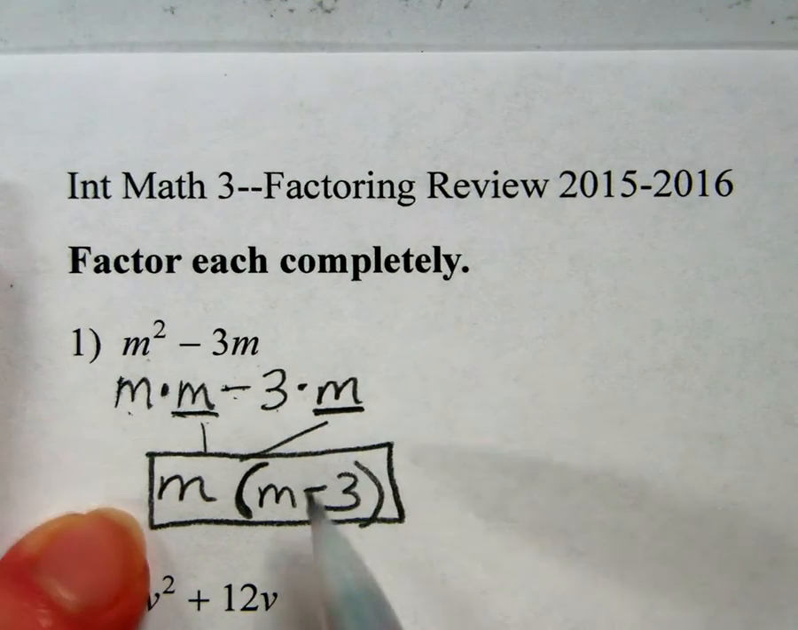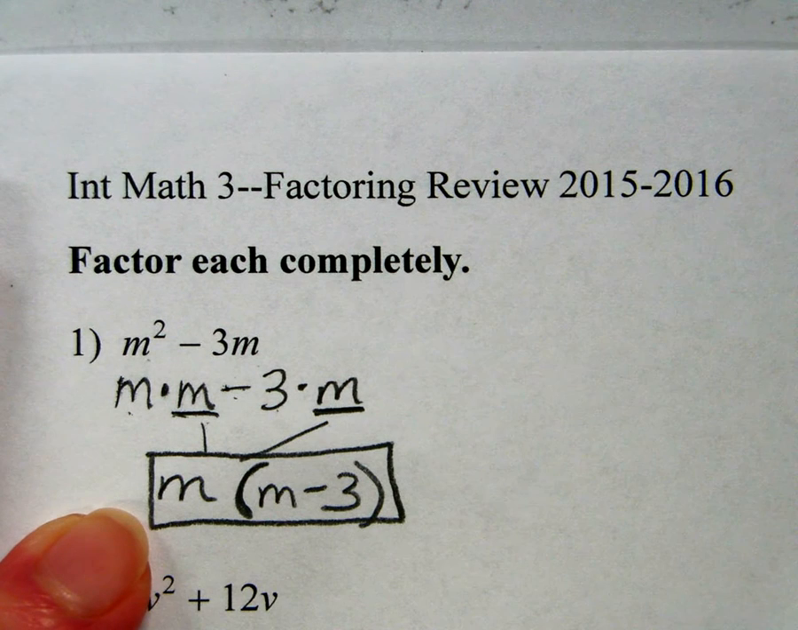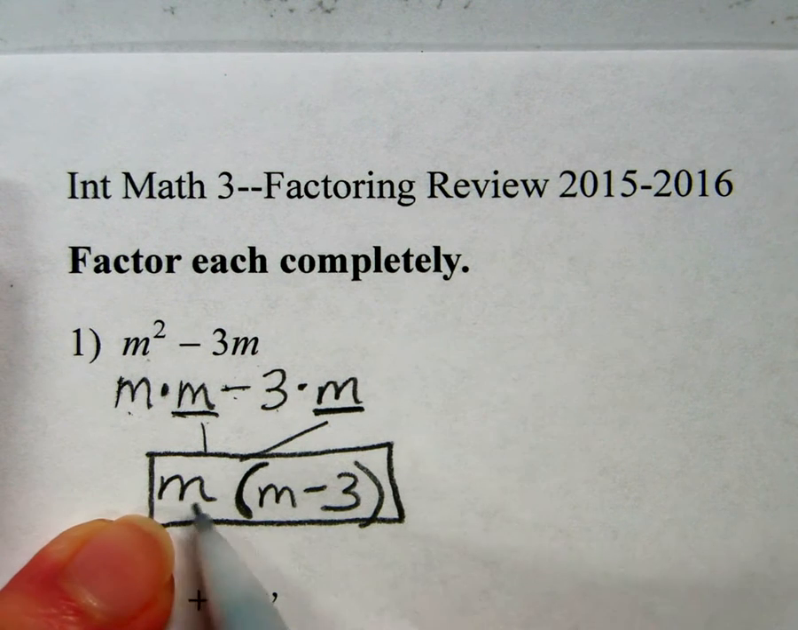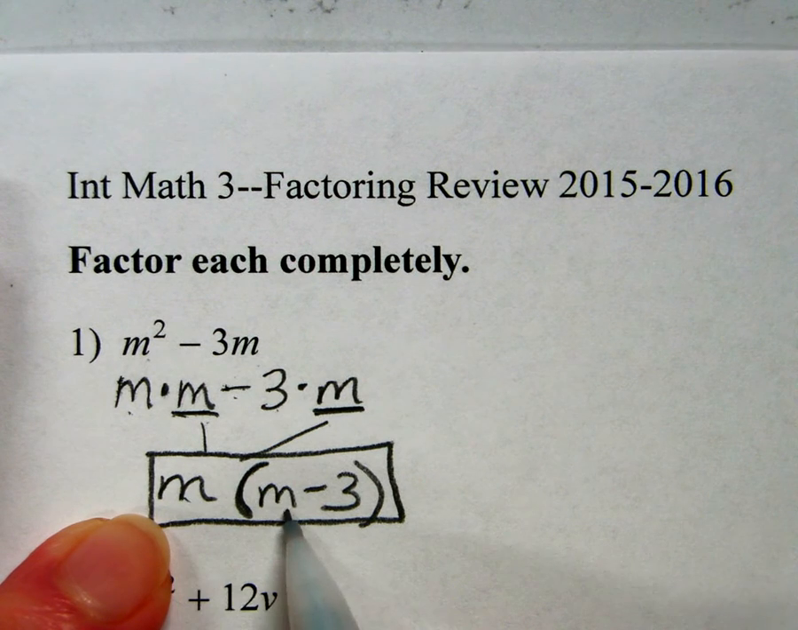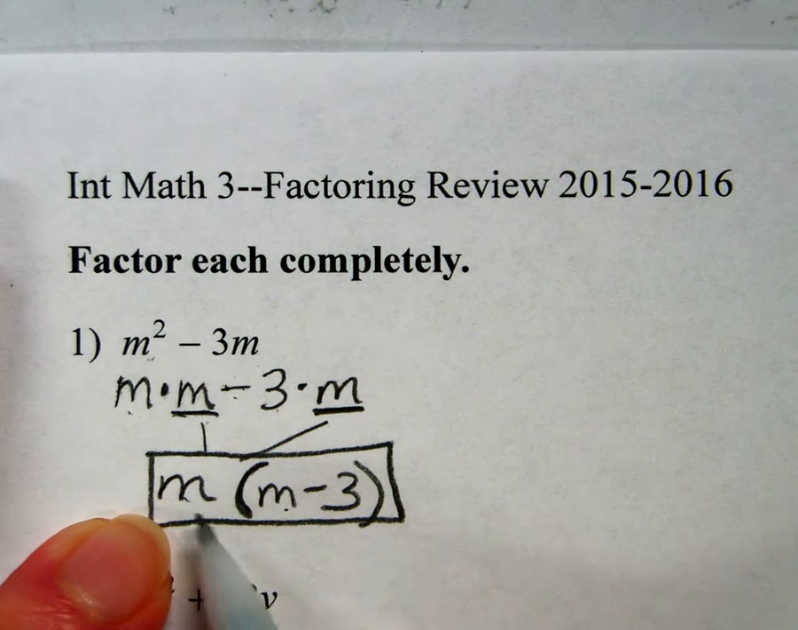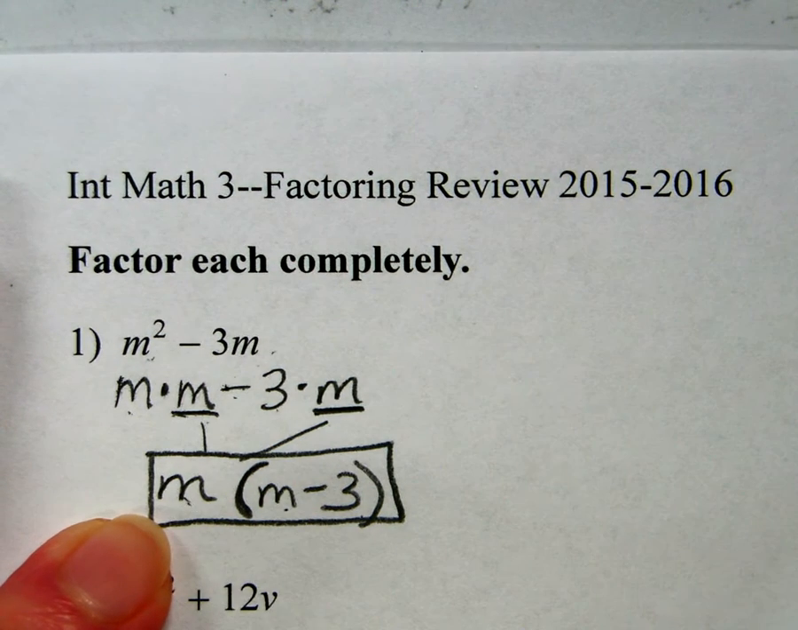Basically, what factoring is, it's getting rid of a distribution, or undistributing something. So if you wanted to check your answer, you could redistribute the m to the m, which would give you m squared, and the m to the 3, which would give you 3m.